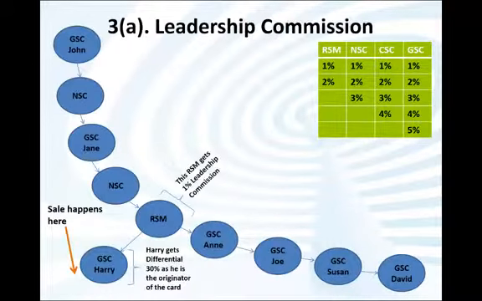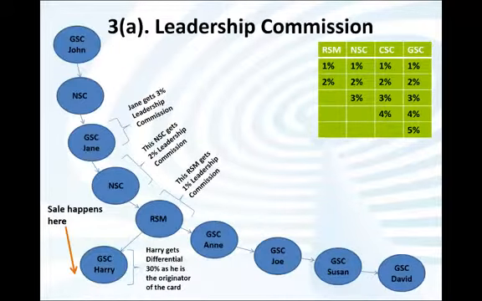As in the previous example, the commission robot looks for who to pay the 15% leadership commission to. The first 1% is located at the RSM immediately above Harry. The NSC next up line receives the 2% leadership commission. The 3% is paid to Jane, and the 4% bypasses the NSC, as they only qualify for 3 levels deep, and this sale was further away than that. Therefore, the 4% is paid to GSC John.